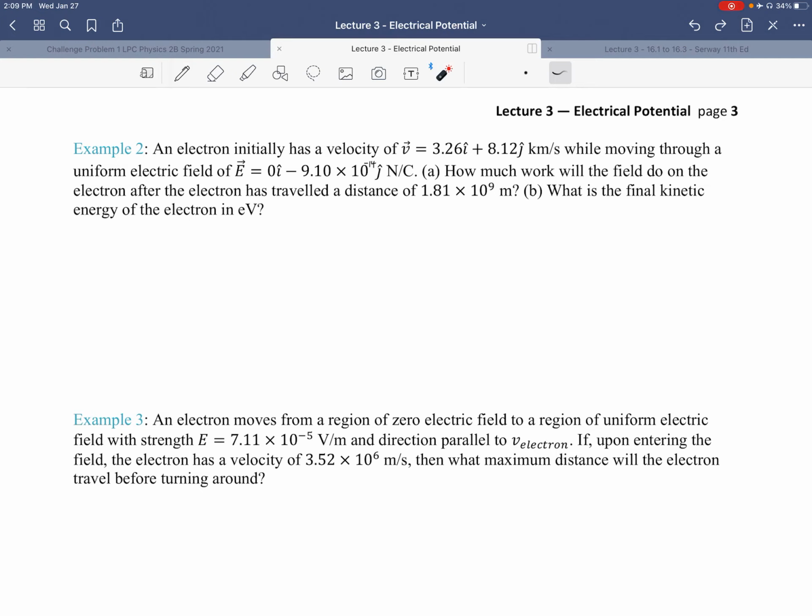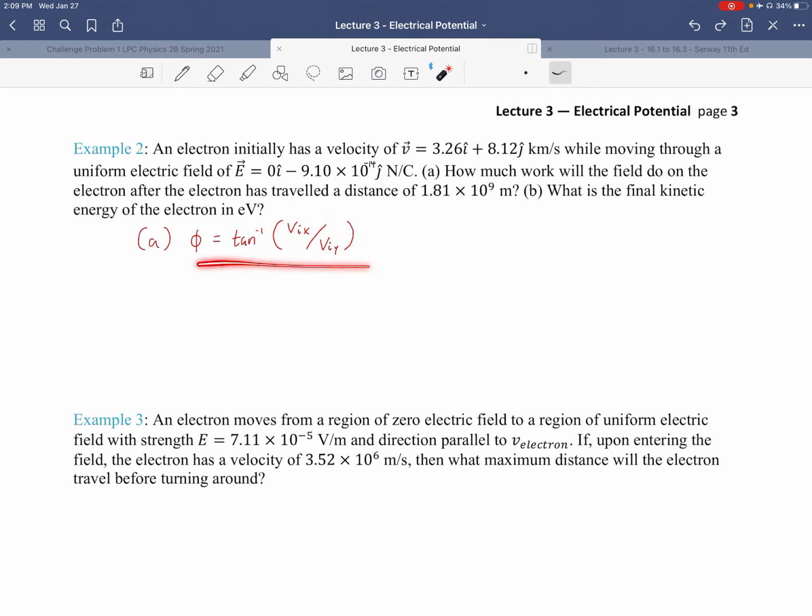Okay? And then how much work will the field do on an electron after the electron has traveled 1.81 billion meters? The idea here is to think of this as a really weak field that exists in outer space somewhere. And this is an electron moving through a large distance of outer space, but through a very weak field. Okay? All right, so we need to find phi, the same phi that comes up in the definition of work, and do it by considering the components of velocity.